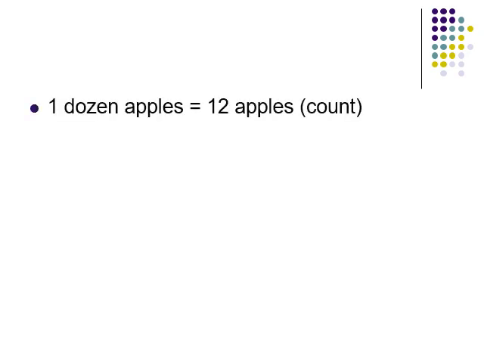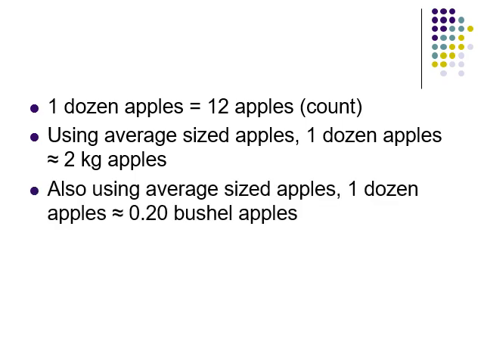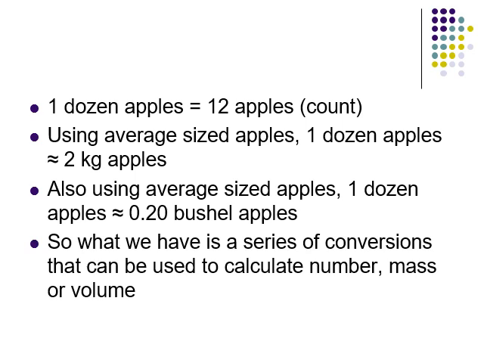Now we're going to work on extending this idea. So, 1 dozen apples equals 12 apples, because that's what a dozen means. And using average-sized apples, I'm just kind of making this up, let's say a dozen apples is about 2 kilograms. That's okay. Also using average-sized apples, 1 dozen apples is about 0.2 bushels. Just take my word for it. Now again, notice what I've created. I've created equivalencies. 1 dozen is equivalent to 12 apples. 1 dozen is equivalent to 2 kilograms. 1 dozen is equivalent to 0.2 bushels. It's all based on the amount of a dozen. That's a common unit that they all have, and it's an equivalency.